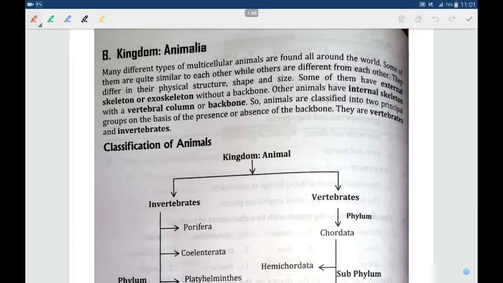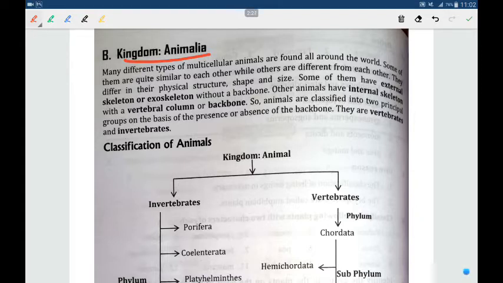students, first of all, let's start with kingdoms, and you know that there are 5 kingdoms. What are they? Monera, Protista, Fungi, Plant, Animalia. So Animalia, they are multicellular animals and they are found in hydrosphere, in lithosphere and in atmosphere. Hydrosphere in water, lithosphere on land, and atmosphere in air.